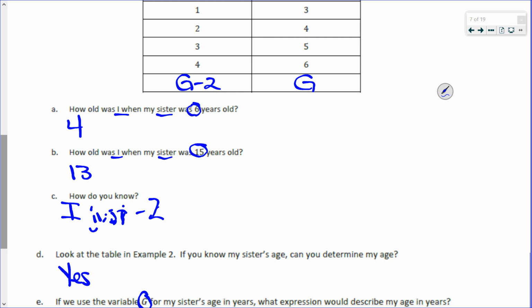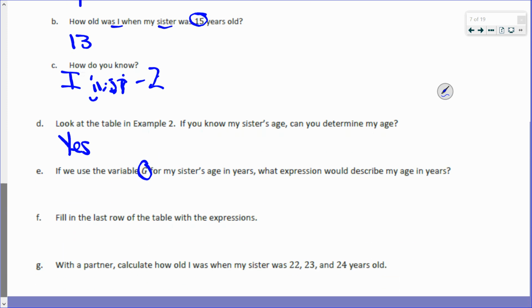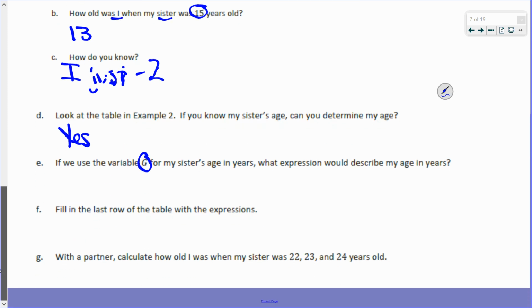So if I said g is 3, and I did 3 minus 2, is that 1? If I said g is 5, is 5 minus 2 3? Yes. If I check 2 values and it works, I probably did it right. So we're going to just add those to the table, which we did. Now we have 3 calculations to do, 22, 23, and 24. How old am I when my sister was those ages?